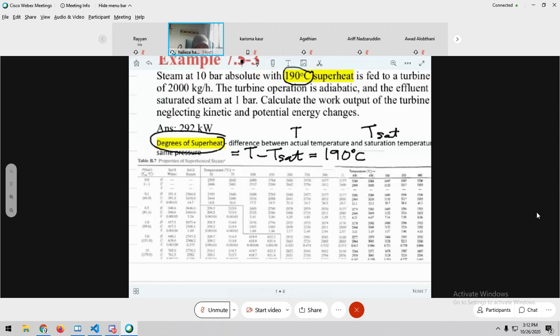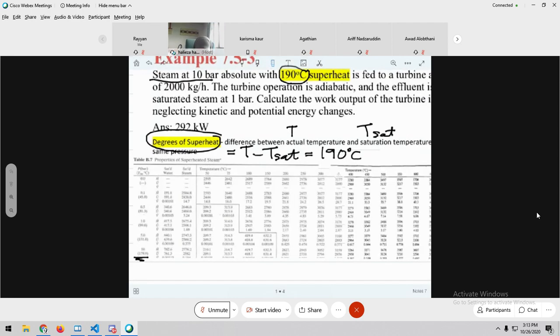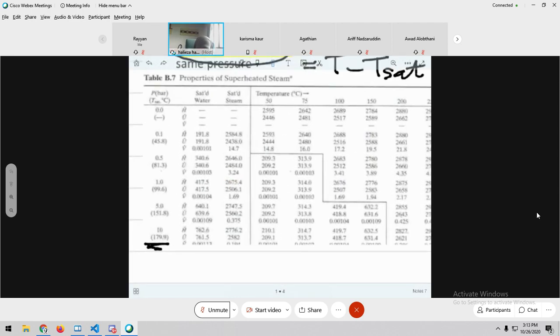We have steam at 10 bar. So if I look at the steam table, that is 10 bar. Now I'm going to undo that because I need that temperature. Let's see whether I can enlarge it. Okay, guys, it's quite enlarged now. This is the 10 bar.